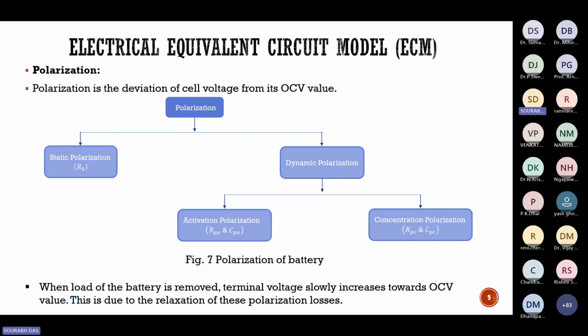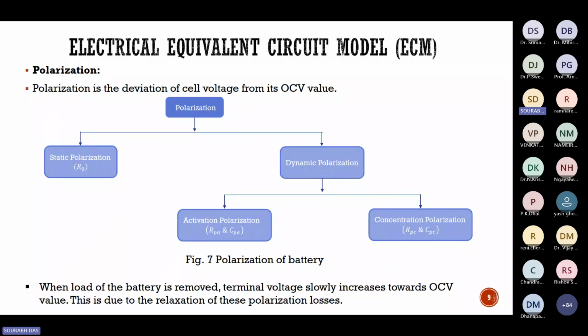Polarization is of two types. One is static polarization, another is dynamic polarization. Static polarization is caused by the ohmic resistance, representing the immediate voltage drop due to the battery's internal resistance when a load is applied. This is constant and does not vary with time, as it primarily accounts for resistance in the electrolyte, electrode, and the connector.